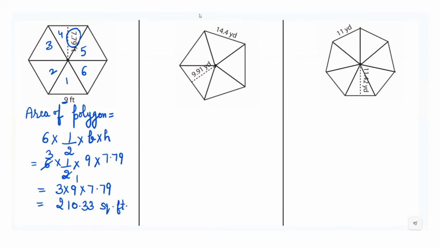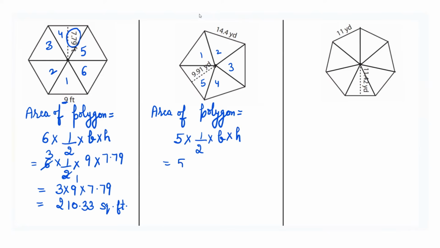Now similarly, in the next one, here we have 1, 2, 3, 4, 5 triangles. So if I have to find out the area of the polygon, I'll multiply the area with 5 because we have 5 triangles. So we'll do 1 by 2 into base into height.